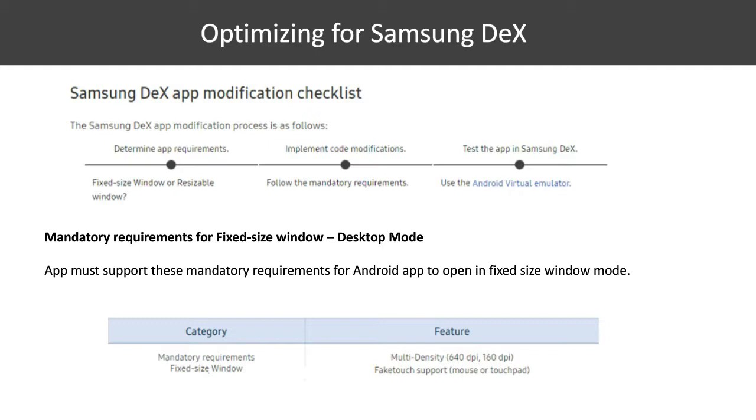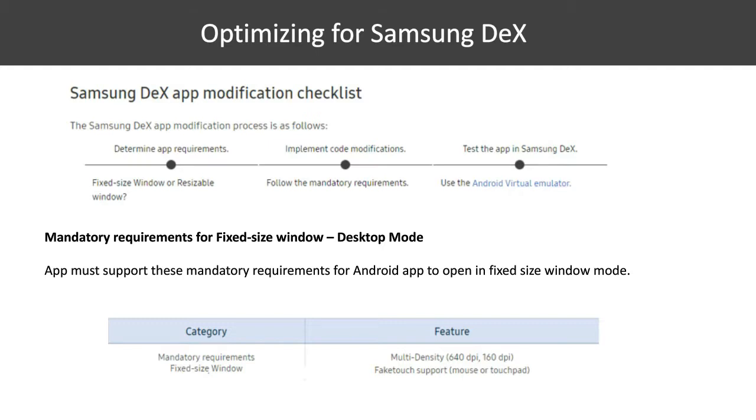The mandatory requirements for your application to run in a fixed size window in DeX mode are that it should support multi-density, that is 640 dpi and 160 dpi, for both the mobile and the external display, and it should support fake touch, that is, it should support mouse and touchpad. Once you have implemented this, your application will be running in DeX mode with mouse support, and it will be displayed in a fixed window size.